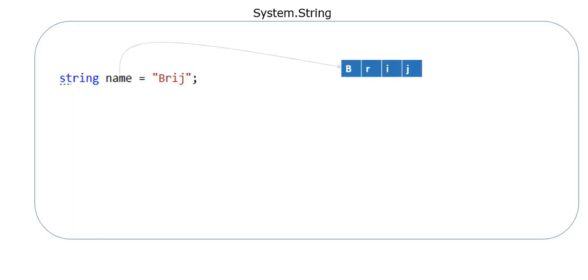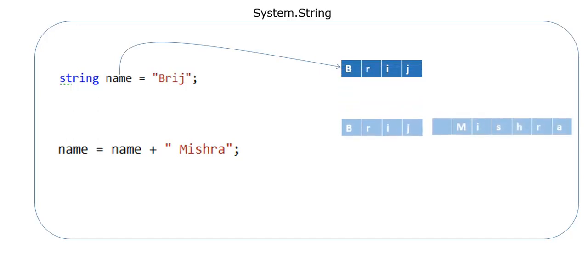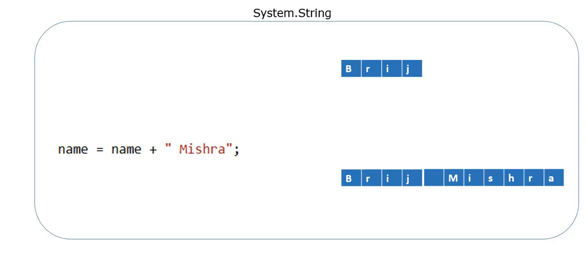Let's see it pictorially. Let's say string name equals Brij. It finds a memory location for string name and assigns the value Brij to it, and name references that memory location. But when we write name equals name plus Mishra, the addition takes place and the resulting object is assigned to a new memory location, and now name references the new memory location. The earlier memory location that contained Brij gets unreferenced and is kept in memory until the garbage collector runs. It shows that a string is immutable, and when the object is modified, it gets a new memory location.